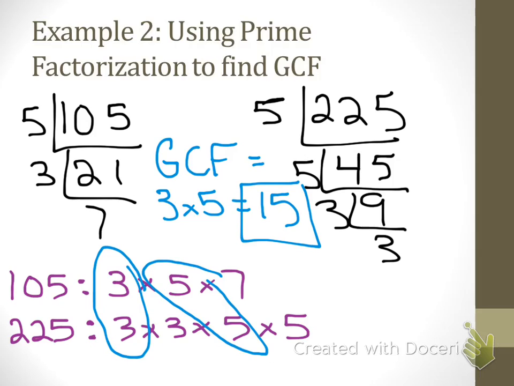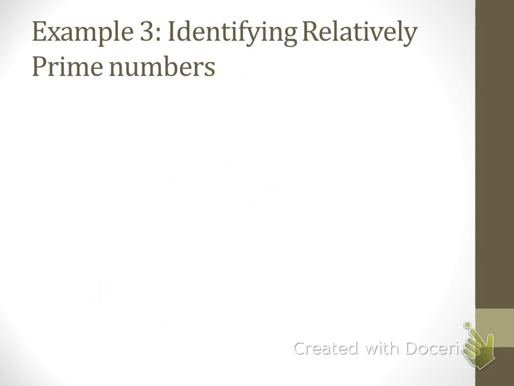Now, in example 3, we're telling whether the numbers are relatively prime. Well, the first thing you need to know is, what does it mean for numbers to be relatively prime? Two or more numbers are relatively prime when the only common factor is 1. Well, 1's a factor for every number. So what is it saying? It's saying it doesn't have any other numbers in common except for the number 1.